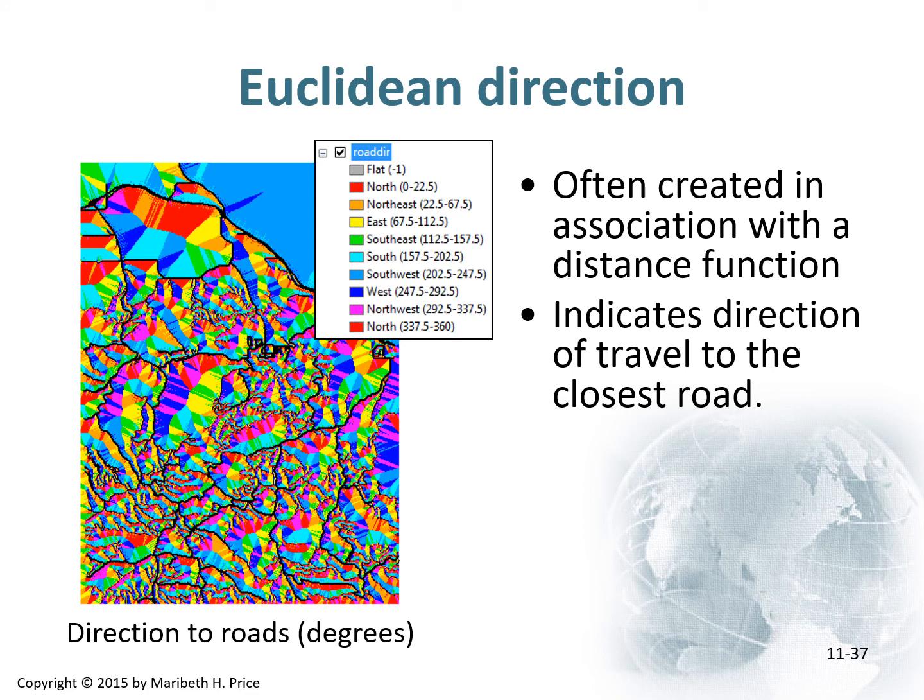Euclidean direction is often created with a distance function and indicates direction of travel to the closest road. So you're standing here, and not only does Euclidean distance tell you how far it is to the road, this would then say, okay, which direction is that. So it's not just how far from here, it's if I'm here, which direction do I need to go to get to the closest road.